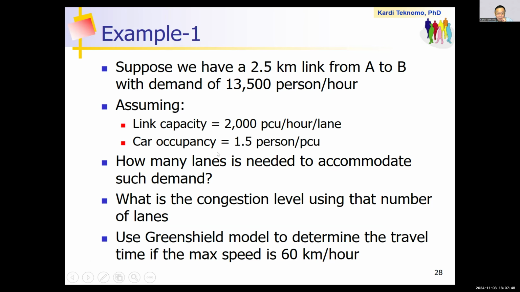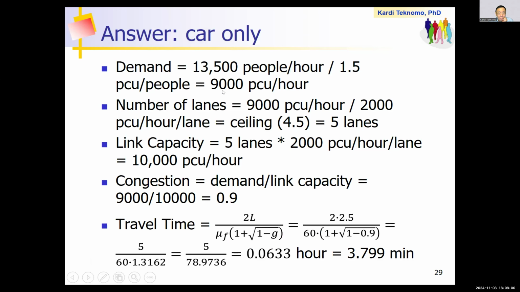How do you get that? If you know the car occupancy, on average 1.5 persons per car, then you can get the number of PCU per hour. Is it clear? And then if you want to know the number of lanes for that demand, because now we are already using PCU per hour and we know the capacity, 9,000 divided by 2,000 is 4.5, right? The number of lanes must be discrete, so we round up. So we have 5 lanes.